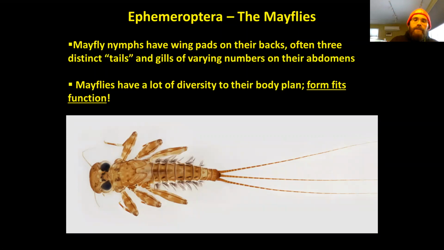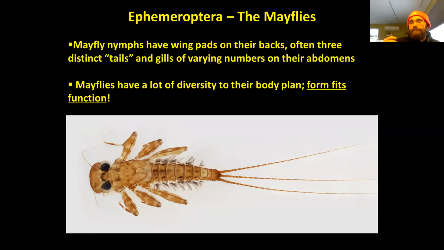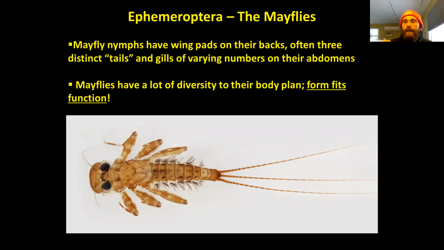And mayflies have a lot of diversity to their overall body plan. The key thing with these guys, as well as pretty much the rest of the critters that we're going to look at today, form fits function. So animals have certain body shapes for a reason. It's to help them be able to do what they do best.